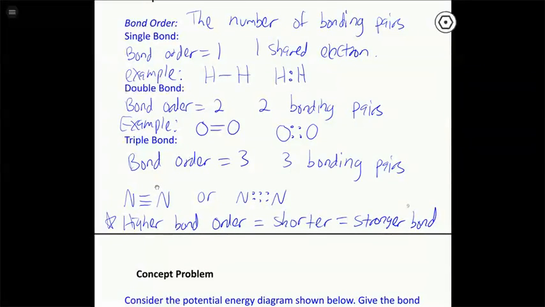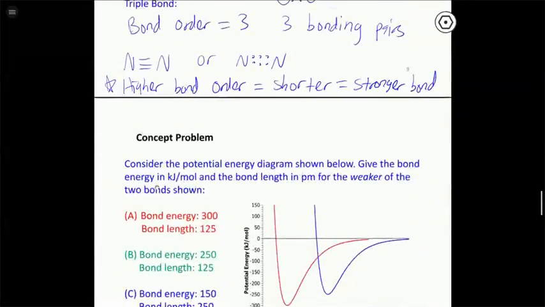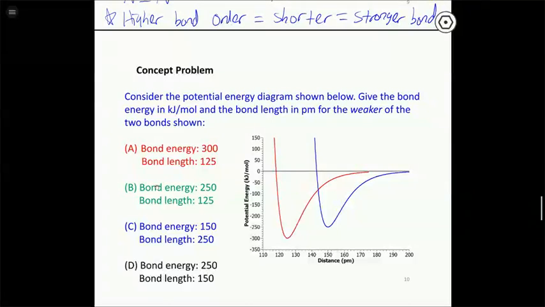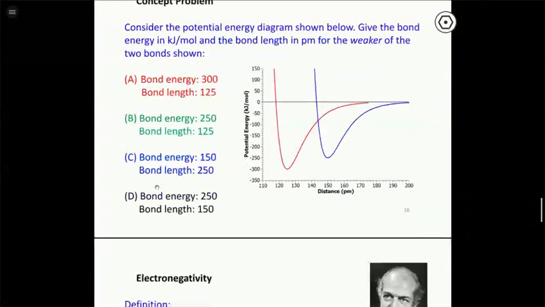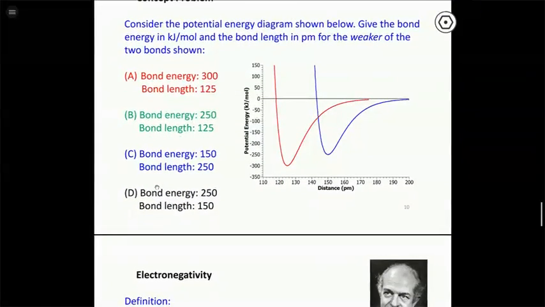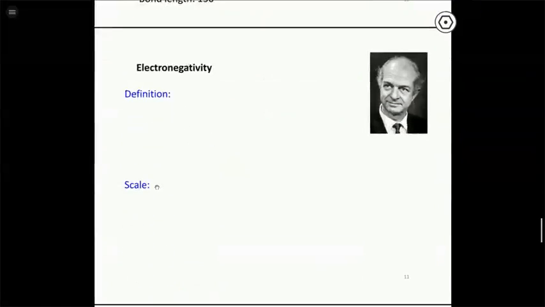Okay, so we want to become familiar with those patterns for different chemical bonds. Now, because we're running low on time, I'm going to skip this problem, but I'll encourage you to do it on your own, and I'll have the solution in the notes when I post them on Blackboard. But for now, we have one more concept to cover today, which is electronegativity.